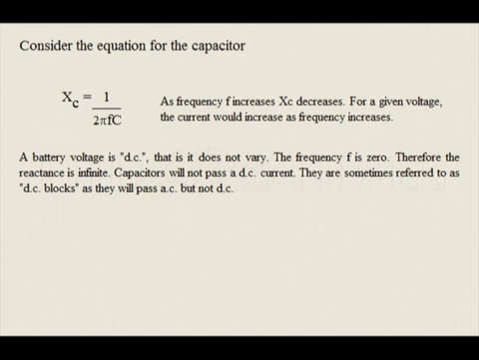Equation for the capacitor. As frequency F increases, Xc decreases. For a given voltage, the current would increase as frequency increases. A battery voltage is DC, that is, it doesn't vary. The frequency F is zero, therefore the reactance is infinite. Capacitors will not pass a DC current. They are sometimes referred to as DC blocks, as they will pass AC, but not DC.